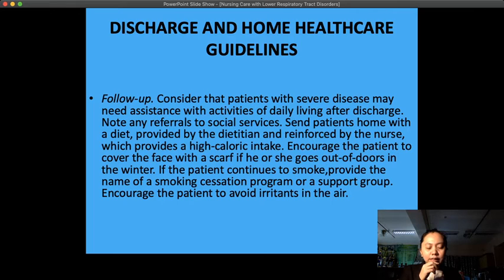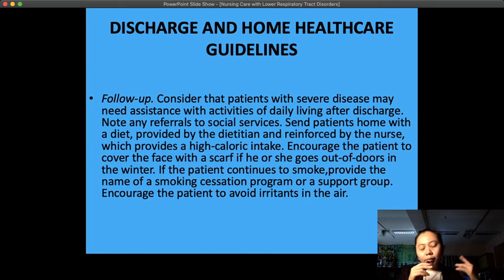Okay, because there are really people whose lungs are weak. If the patient continues to smoke, provide the name of a smoking cessation program or a support group. Encourage the patient to avoid irritants in the air.